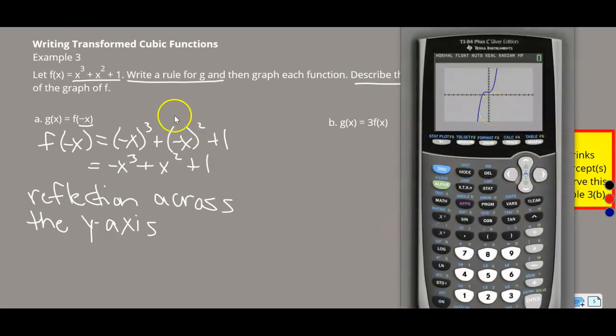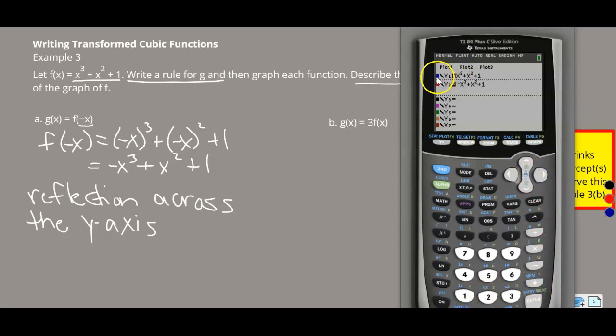As before, I already have the original function graphed. That just saves a little bit of time. So f of x is x cubed plus x squared plus 1. Now I want to graph the transformation. So negative x cubed plus x squared plus 1.